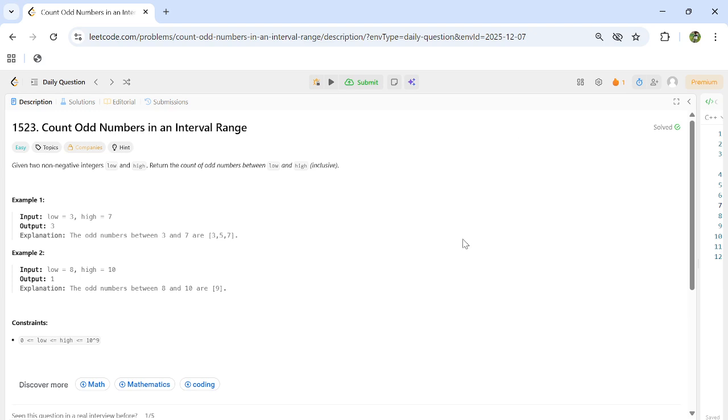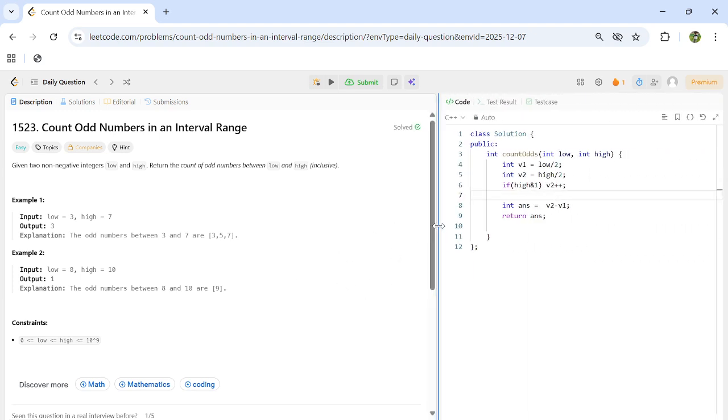Now what is the question? We are given two values, low and high. Let's discuss the first example to get a better idea about the question. Here low is 3 and high is 7, right? What they ask in the question is to find the number of odd numbers between low and high inclusive.